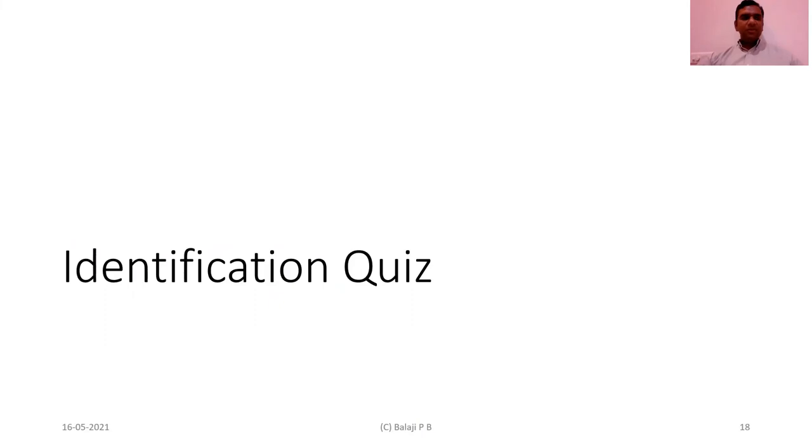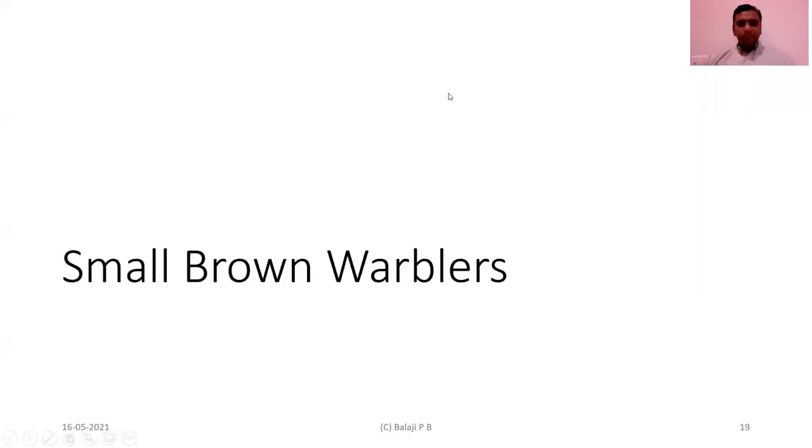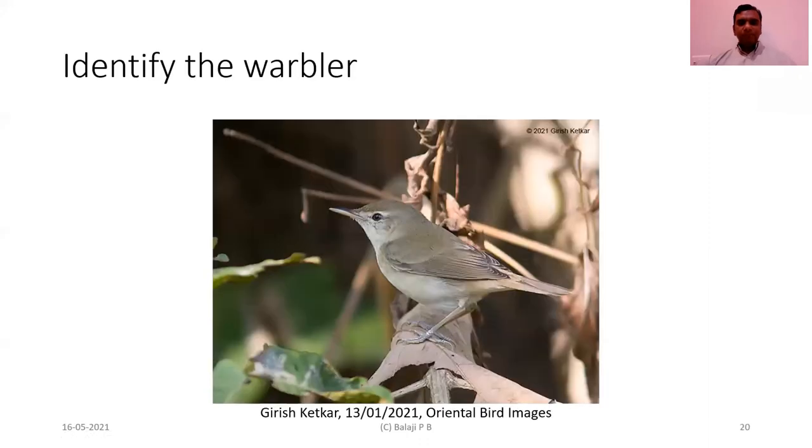Start with the identification quiz. So again, as we have divided the presentation into smaller brown warblers and the larger brown warblers, the identification quiz also will be split into two parts. The smaller brown warbler quiz, where we'll be trying to identify the four smaller brown warblers, and again the larger brown warblers also, four different species, we'll try to identify all of them. So coming to the small brown warblers, this is the first species that we have for identification. This would be the Sykes.